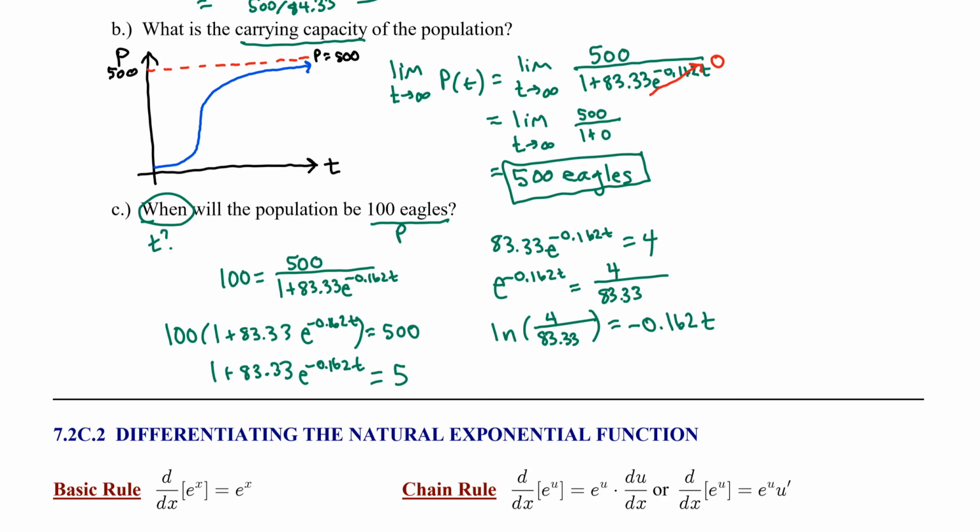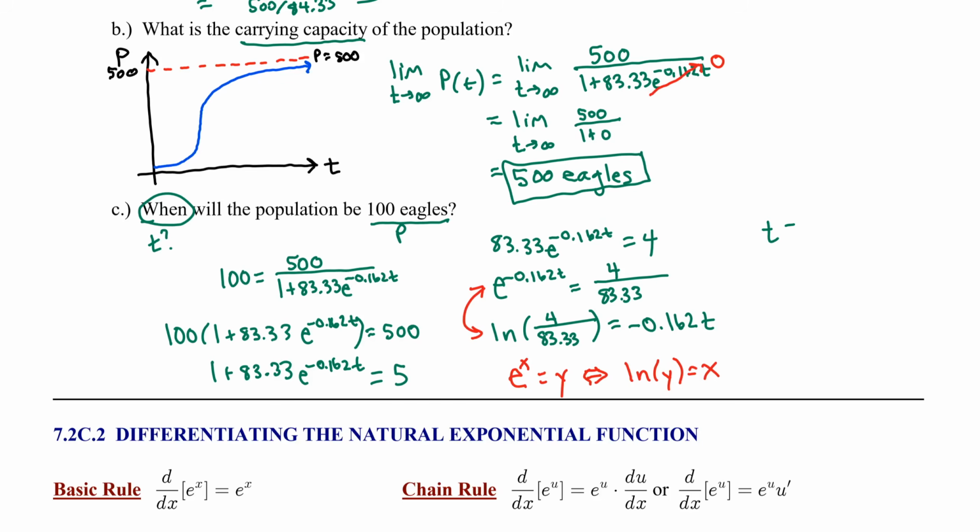So again, what am I doing here? I'm just going from exponential form. So you have e to the x equals y, just to establish the pattern here, and we're rewriting this in the form of a natural logarithm. So that's natural log of y equals x. So converting between forms. Now to finish solving for t, we need to divide both sides by negative 0.162.